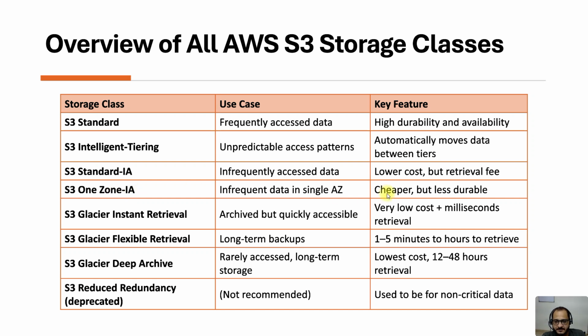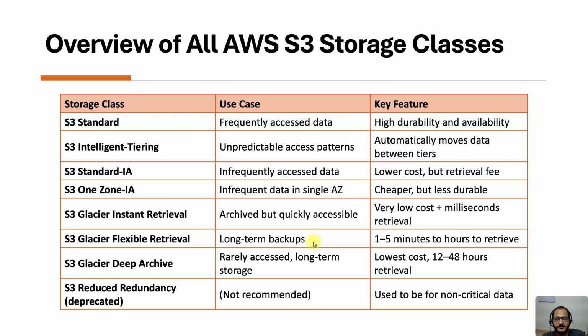This is again cheaper but less durable. Then we have S3 Glacier Instant Retrieval. Here you can archive your files, and if you need to access them, you can get quick access as well. The cost is low, and you can access your data in milliseconds. Then we have S3 Glacier Flexible Retrieval.